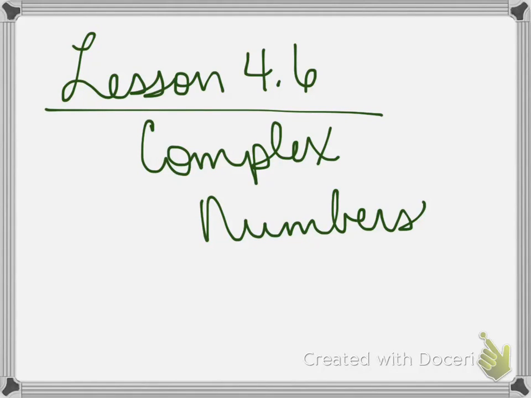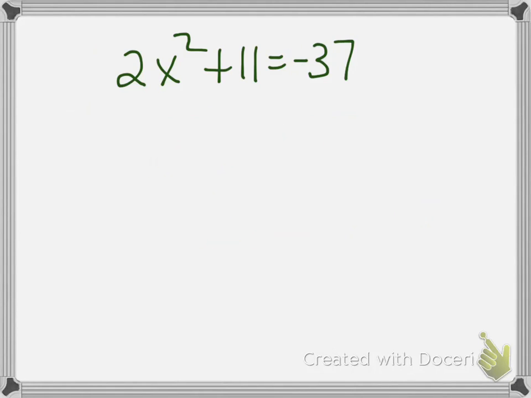This is lesson 4.6. It's about complex numbers. We're going to start this lesson by looking at a problem that we would have worked previously using square roots. So we have 2x squared plus 11 equals negative 37, and when we're trying to solve with square roots, our goal is to get the x squared by itself.